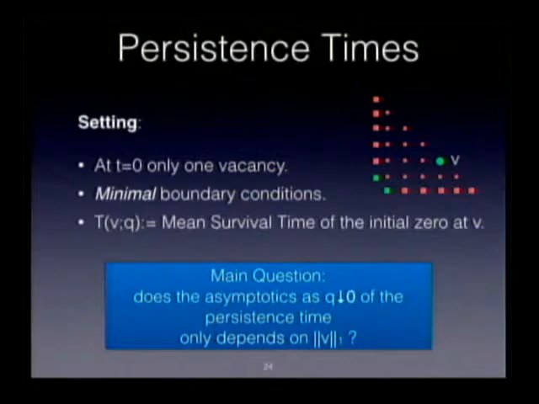So if this is V, that's the mean survival time of the initial 0 at this vertex. And the main question is, it's very tempting to say that the asymptotics, as q is small, of this persistent time is dominated essentially by the L1 distance of this green guy from the source of vacancy, namely the origin.